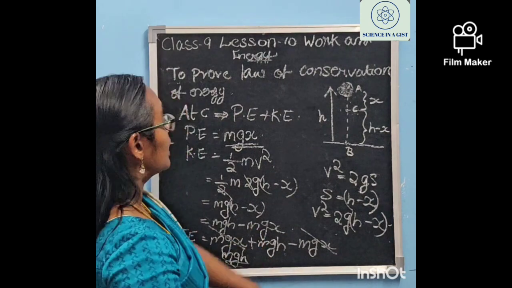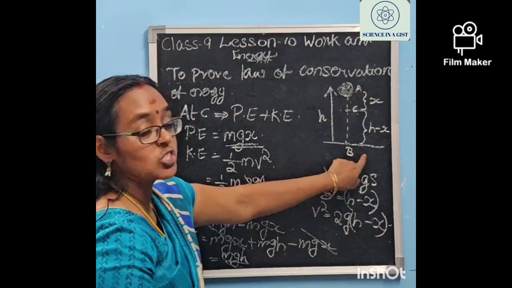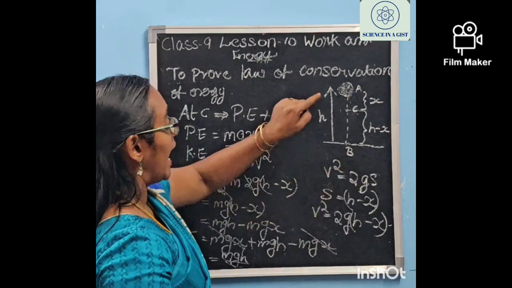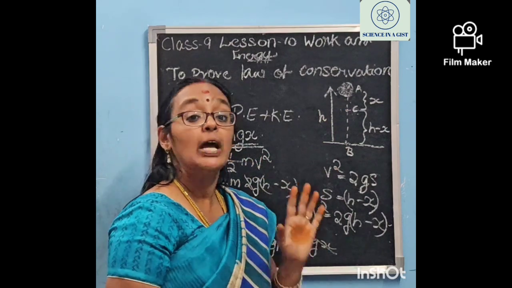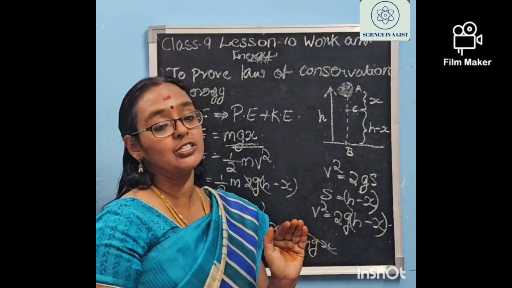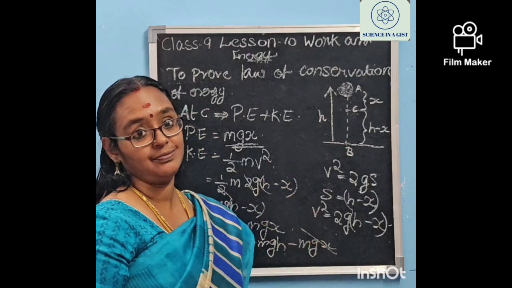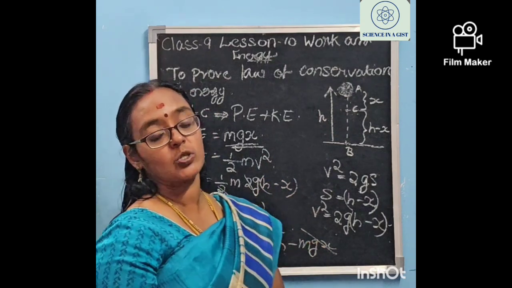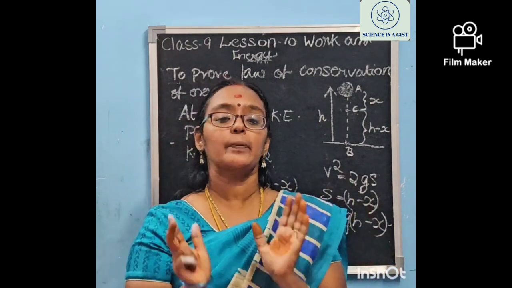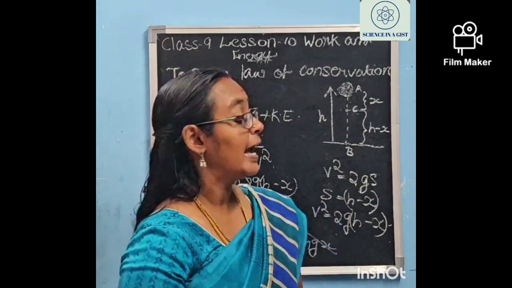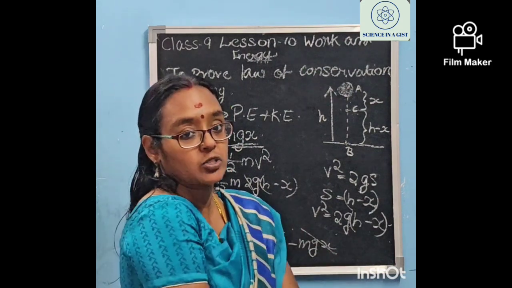So what did you understand? Here at position A, the total energy is mgh. Here at position B, the total energy is mgh. And at any point C, the total energy is mgh. It means the total energy of an object remains constant at any point. Even though it is splitting into potential as well as kinetic, the total energy remains constant. This is very important and will come in your question paper as 4 marks or 5 marks.